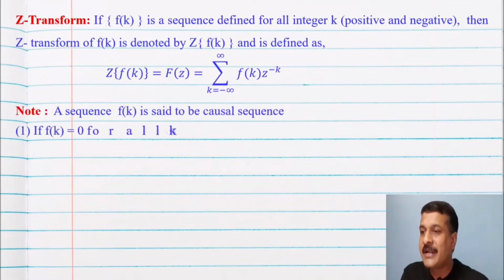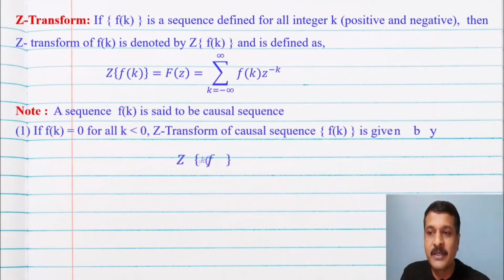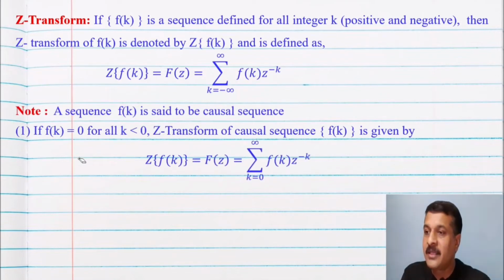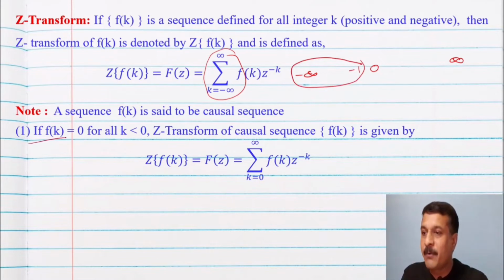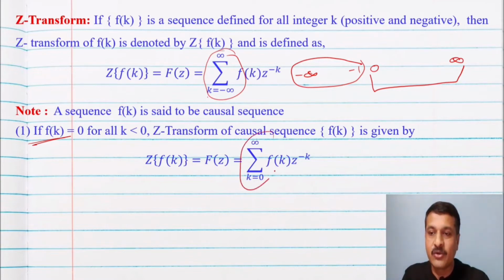You also note that a sequence f of k is said to be a causal sequence if f of k equal to 0 for all k less than 0. It means that here k is defined from minus infinity, here 0, here infinity. So less than 0 means here minus 1 to minus infinity. If f of k equal to 0 there, it means that the actual values are from 0 to infinity. Then the Z transform of this sequence, means the causal sequence, is given by Z of f of k equal to, only in this definition k varies from 0 to infinity.